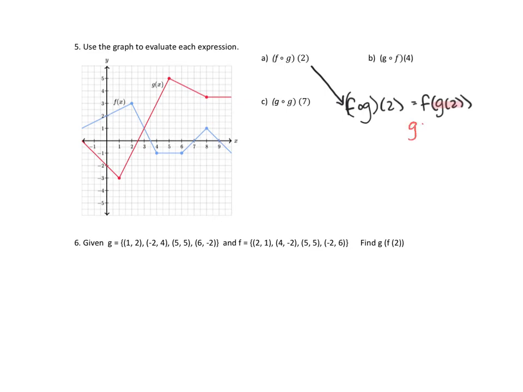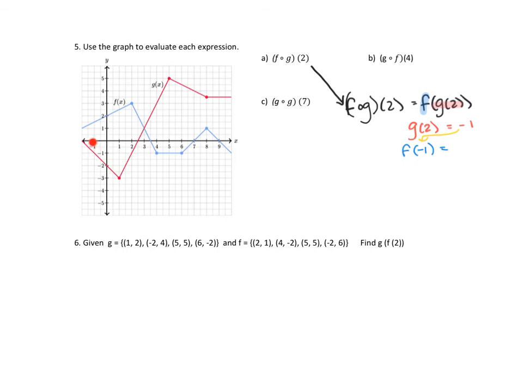So we'll have that g of 2 is equal to, let's see, that 2 is our x value. So when our x value is 2, our g function, that y value is -1. So we can say that g of 2 is -1. Now we're going to take this and plug this into our f function, which in this case is still blue. So we'll have f of -1, with the -1 coming from our previous answer.